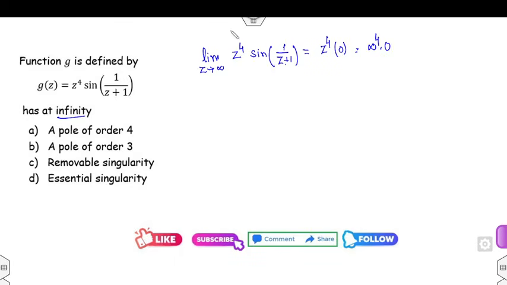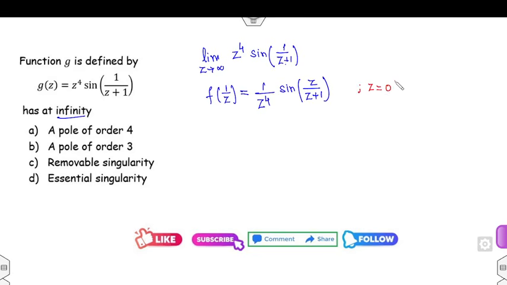So what you can do is, first of all, we can't say that this limit is not finite. I can change this function by substituting 1 over z. So this will be (1 over z) raised to power 4 times sine of z over z plus 1. Now instead of infinity, we need to calculate the value at z equal to 0. We all know that at the point z equal to 0, sine of z is approximately equal to z. So this quantity will be z plus 1 over z raised to power 4. I can say it's z cube.